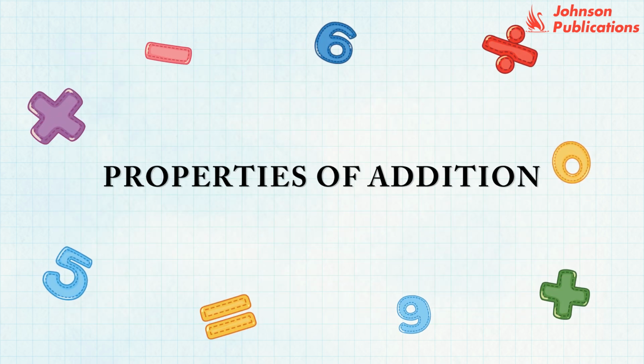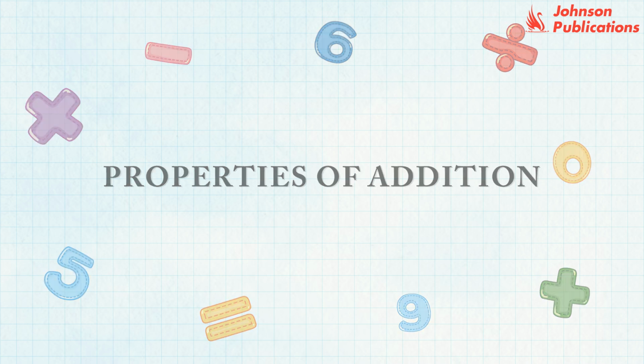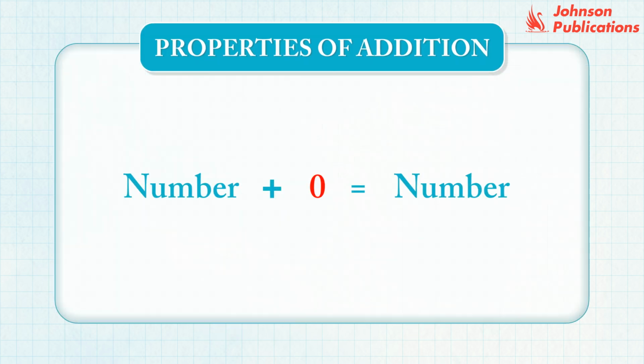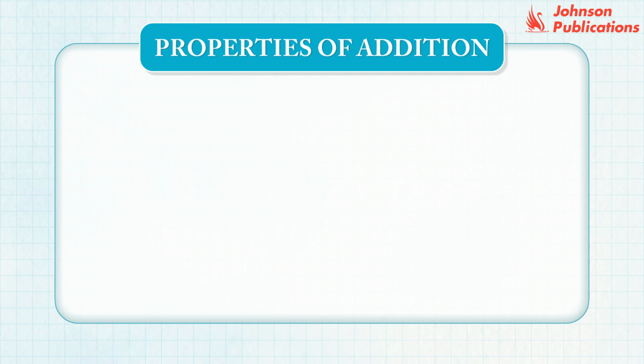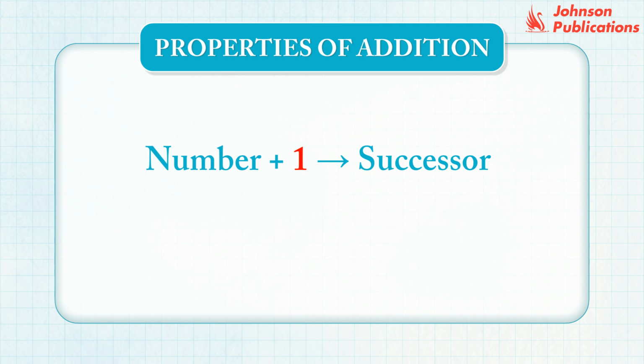Properties of addition. Adding 0 to a number gives the number itself as the answer. For example, if we add 0 to this number, we get the same number as the sum. Adding 1 to a number results in the successor of the given number. For example, if we add 1 to this number, we get the successor of this number.